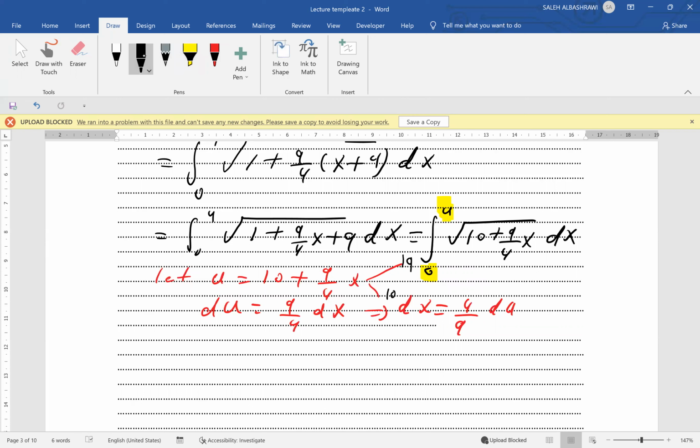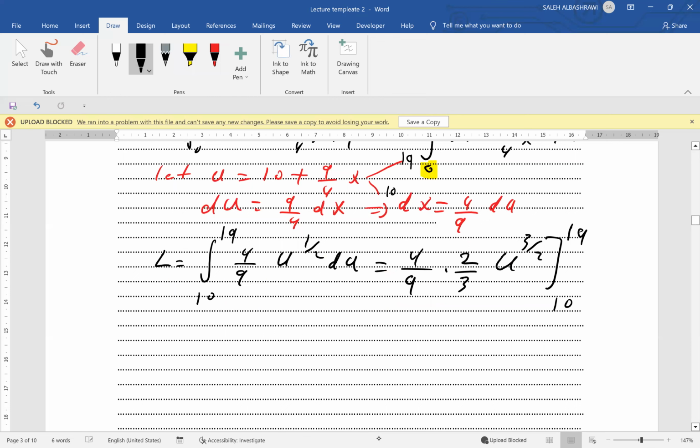So the integration now will be L equal to the integral from 10 to 19 of 4 over 9 u to the power 1/2 du, which is equal to 4 over 9 multiplied by 2 over 3 u to the 3 over 2, between 10 and 19, which will give me 8 over 27 multiplied by 19 to the power 3 over 2 minus 10 to the power 3 over 2.